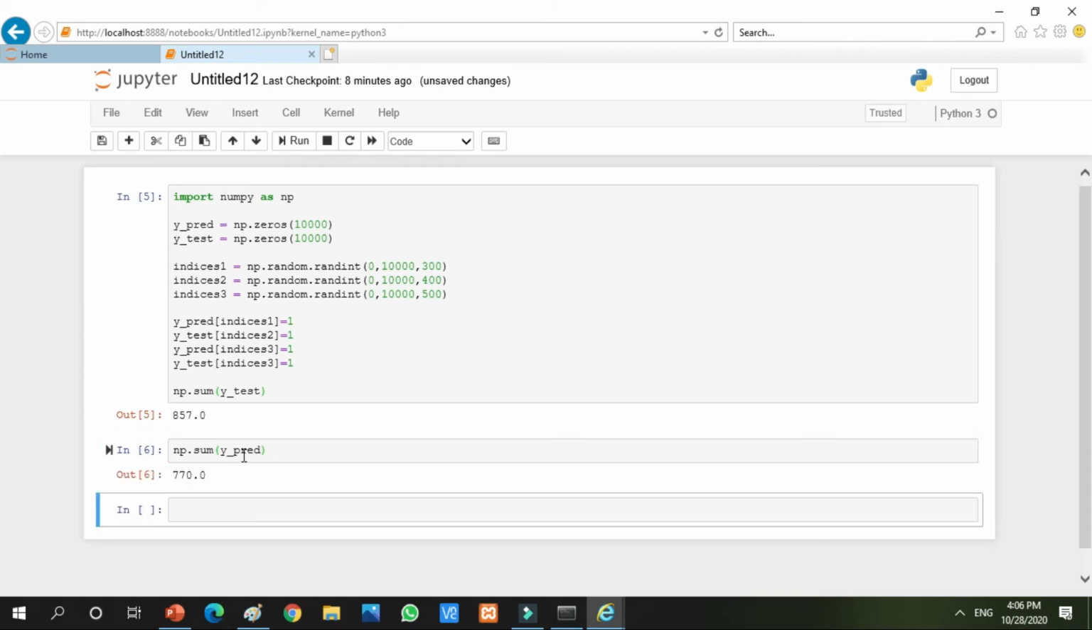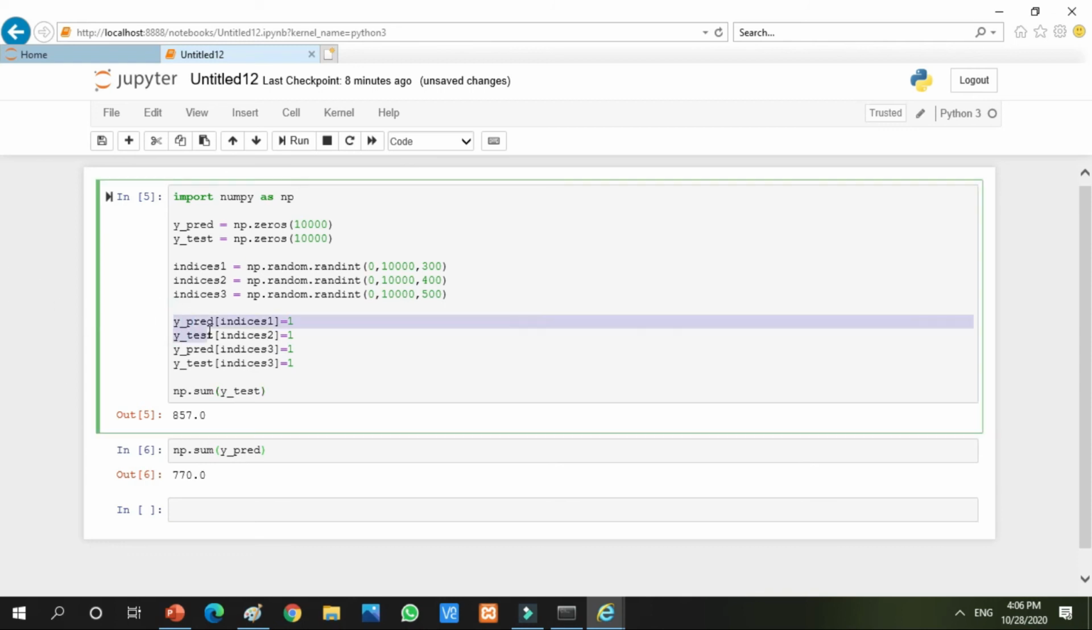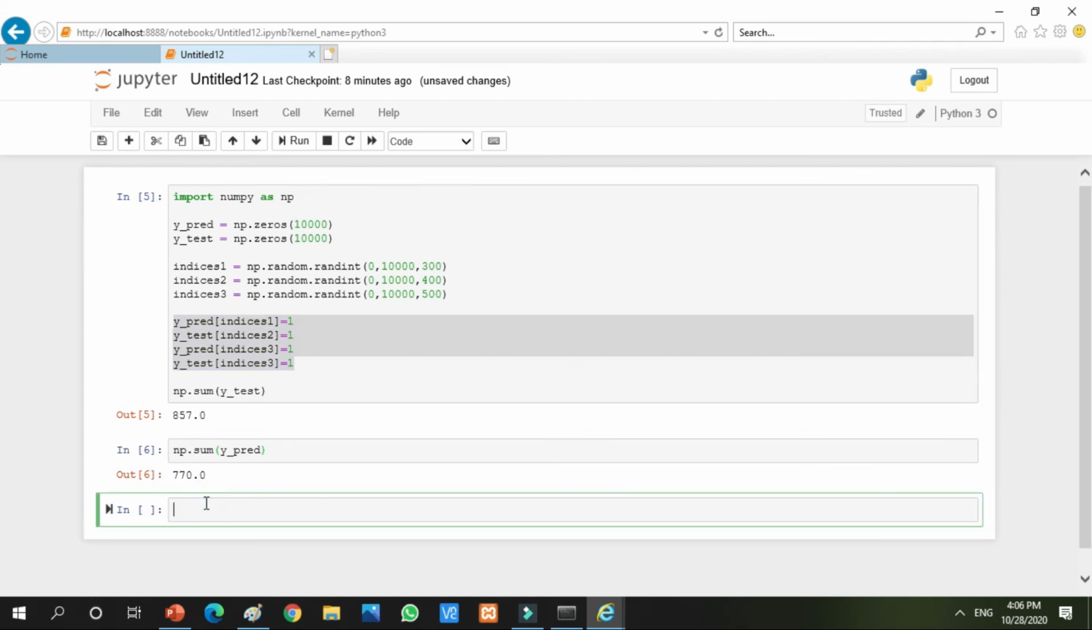So it is 770. So basically I want to show you that inside of these 10,000 values of 0, I have converted some of them into 1 randomly by using these 4 lines. Let me move forward, and now we have y prediction and y test, with a sum of 857 in the y test array, and a sum of 770 in y prediction.